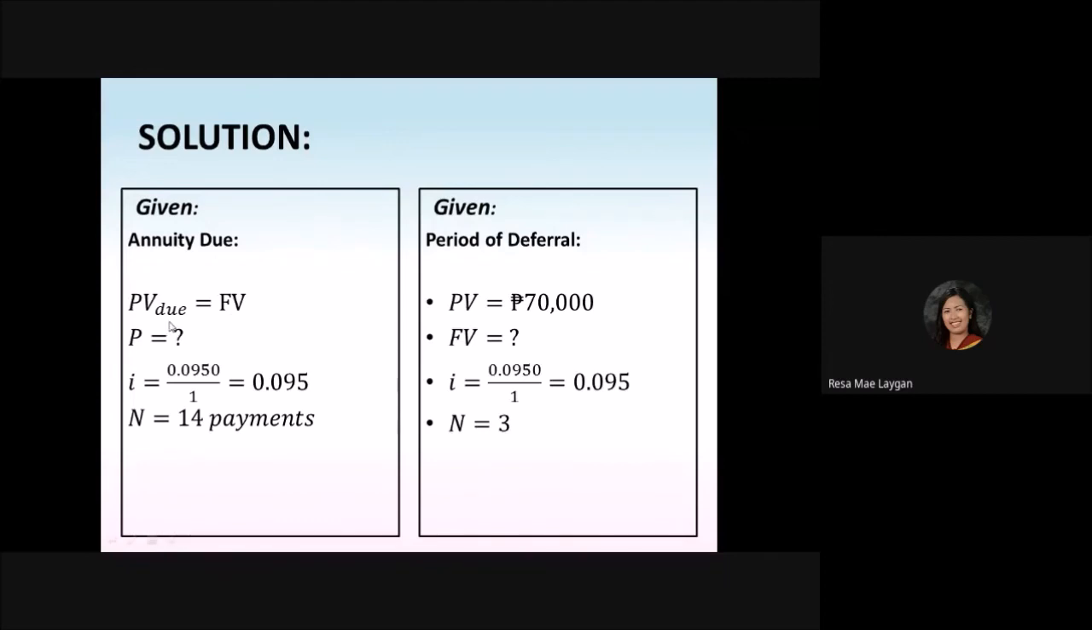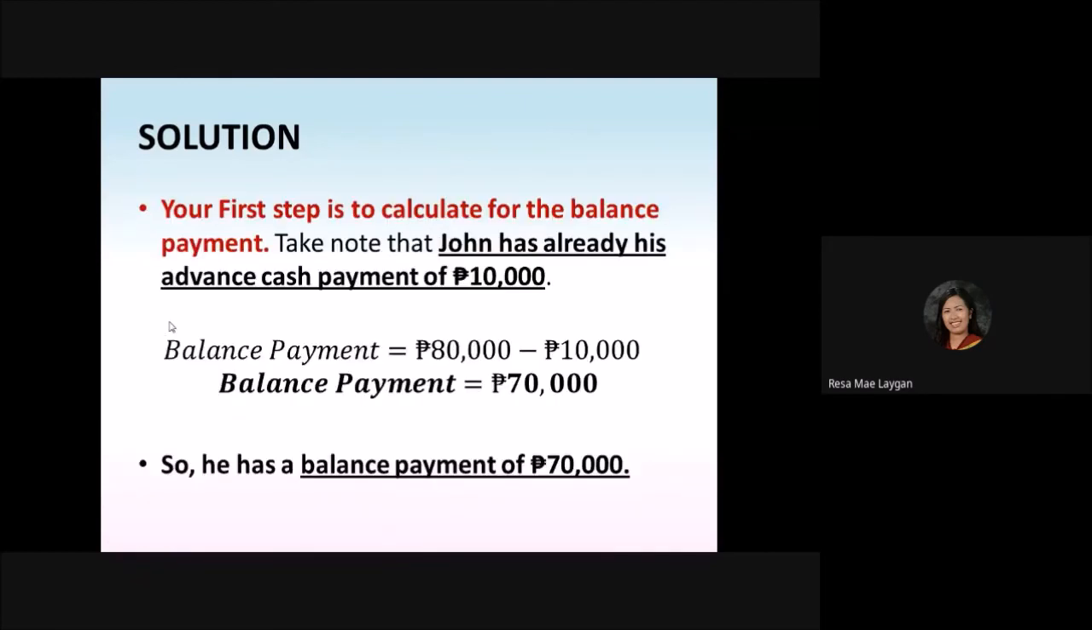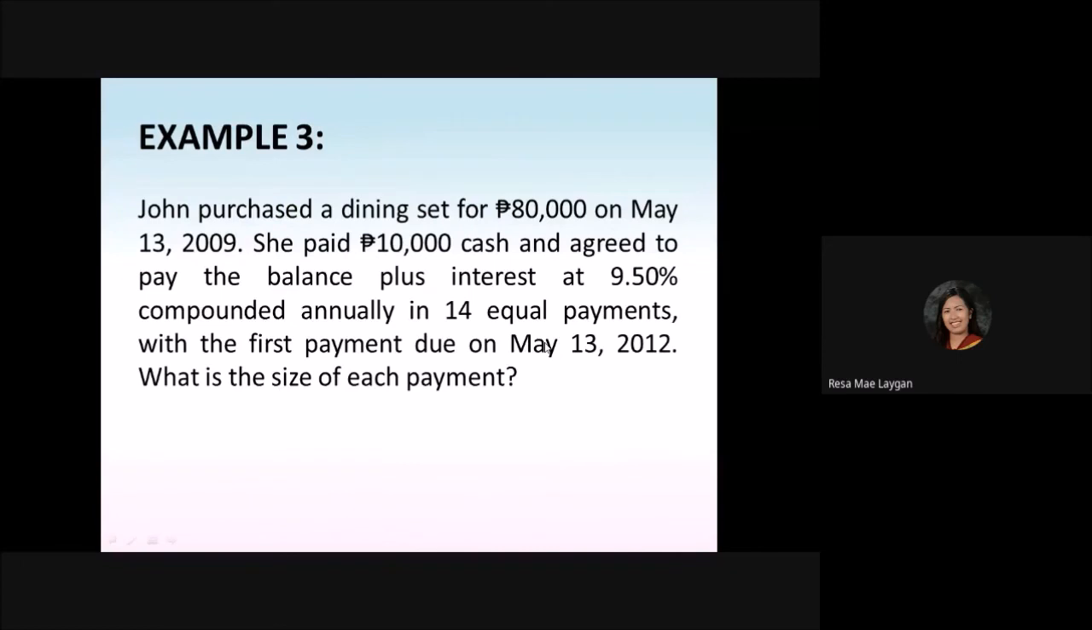Why is it annuity due? Because the first payment is not at the end, right? This is at the beginning of the payment interval, if you notice here, because he purchased a dining set on May 13, and the first payment due is on May 13 also. So it is an example of the annuity due.